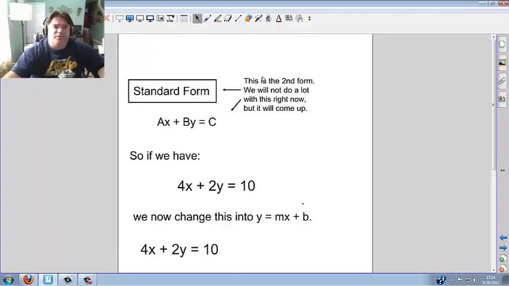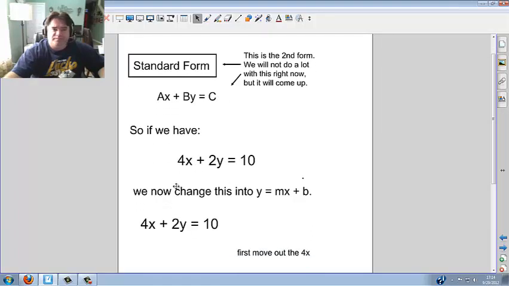Let's go ahead and write down standard form. This is the second form. We will not use it a lot right now, but it will come up. The only difference, ax plus by equals c. Nice thing is, if you have this, it fits right in. 4x plus 2y equals 10. 4 would be the a, 2 would be the b, c equals the 10.